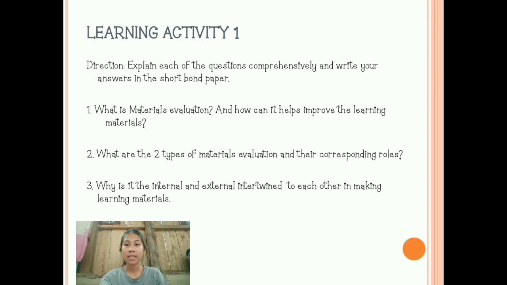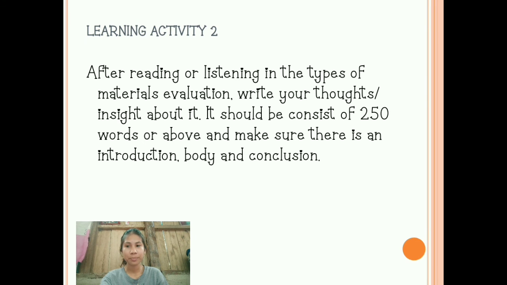Learning Activity 1. Direction: Explain each of the questions comprehensively and write your answers in the short bond paper. Number 1. What is materials evaluation? And how can it help improve the learning materials? Number 2. What are the two types of materials evaluation and their corresponding roles? Number 3. Why are the internal and external intertwined to each other in making learning materials?